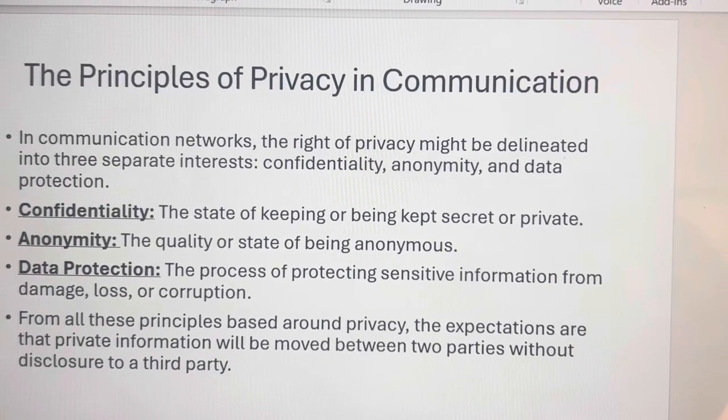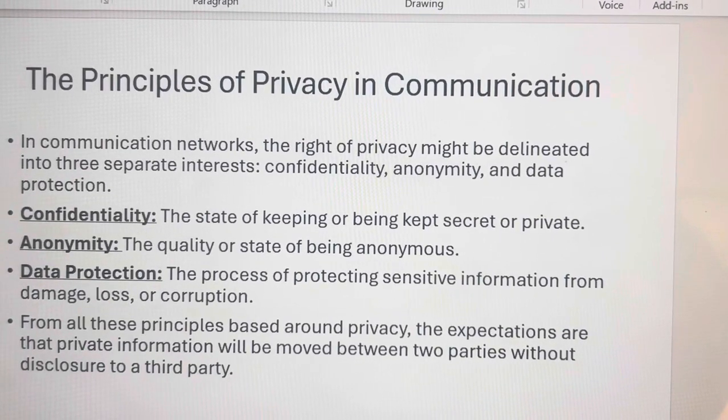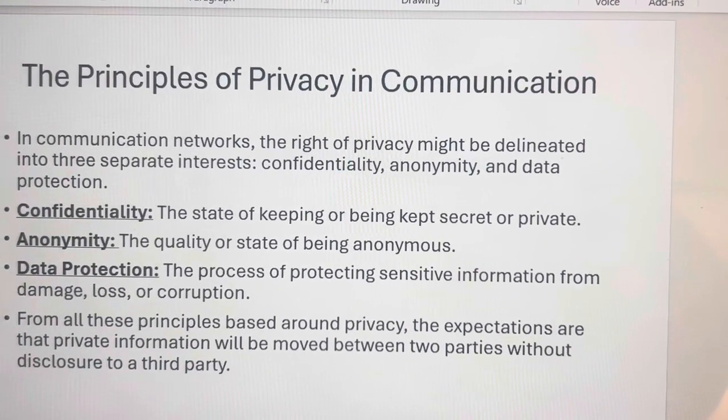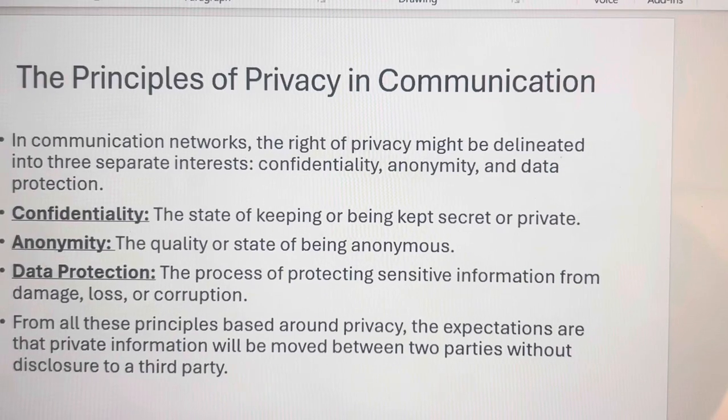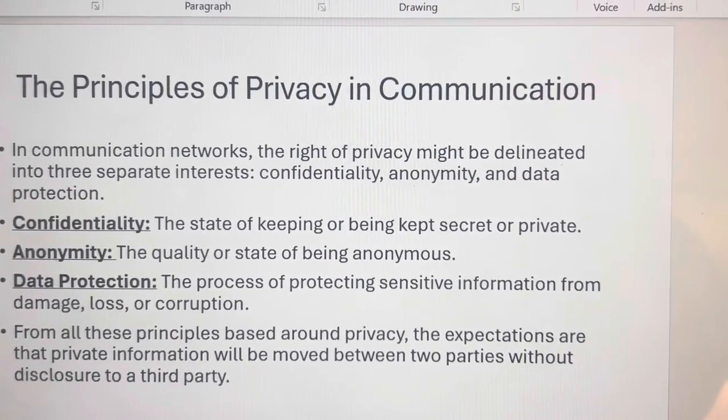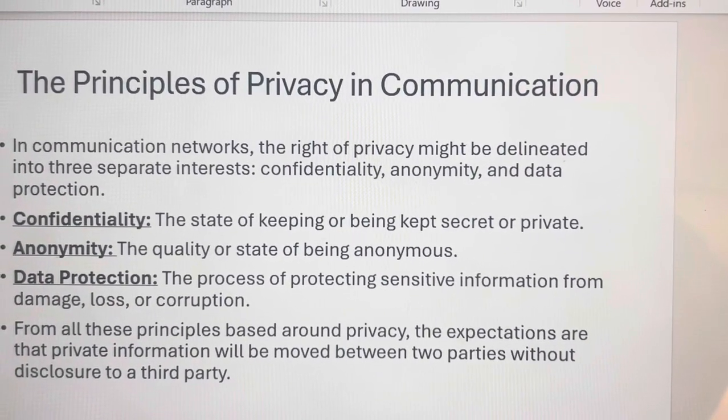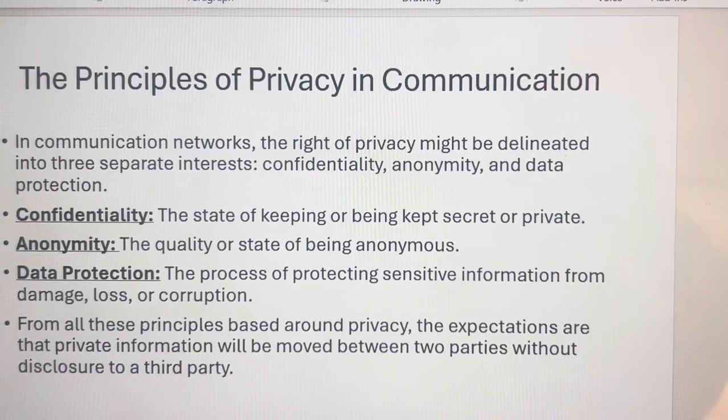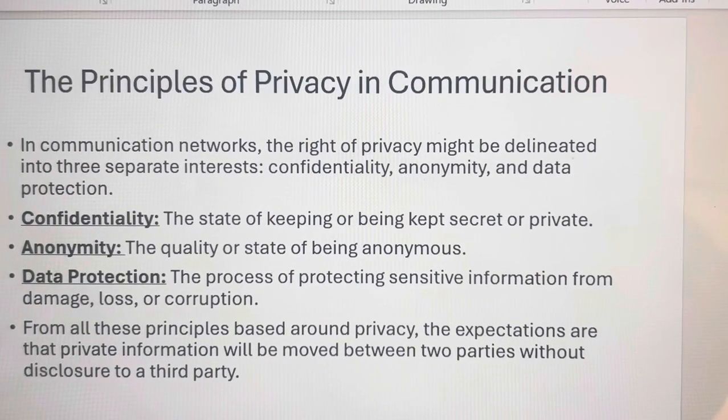Confidentiality, the state of keeping or being kept secret or private. Anonymity, the quality or state of being anonymous. Data protection, the process of protecting sensitive information from damage, loss, or corruption.